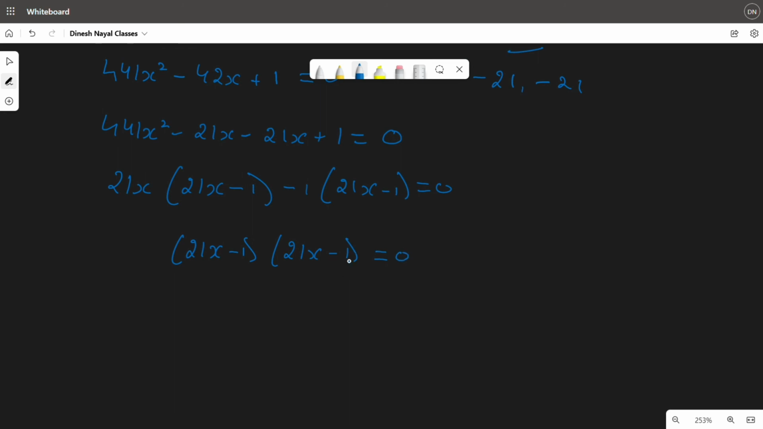So we will get two equal roots actually. So one is 21x minus 1 equal to 0. This implies 21x equals 1, so x equals 1 by 21. Similarly, the other root is also 21x minus 1 equal to 0, so x equals 1 by 21. So we can see that there are two roots, both 1 by 21. So both are equal roots.